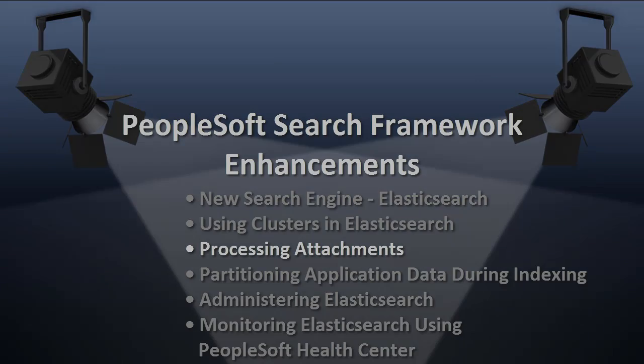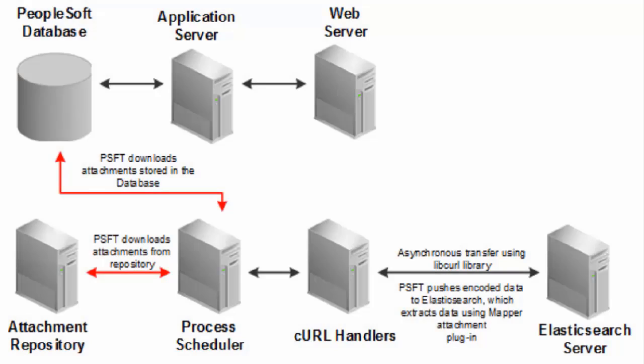Processing attachments. The attachment processing is enhanced to improve the indexing performance. When attachments are specified in a search definition, PeopleSoft Search Framework downloads the attachments, either from the database or from the FTP server, and encodes the attachment data. The encoded data is then pushed to the Elasticsearch server directly. The attachment processing architecture bypasses the integration gateway.